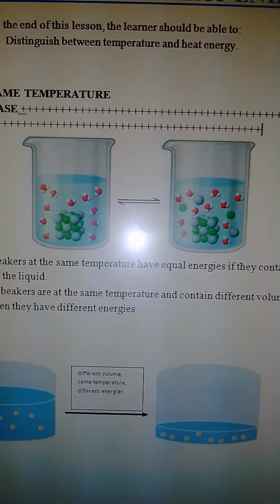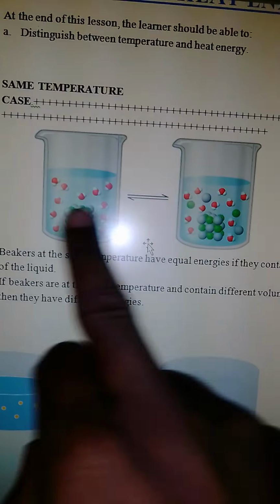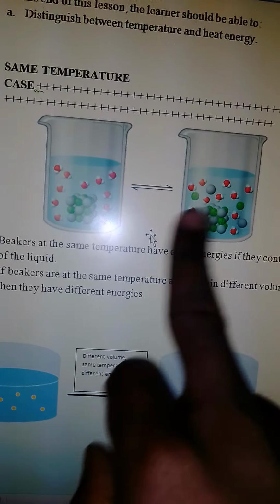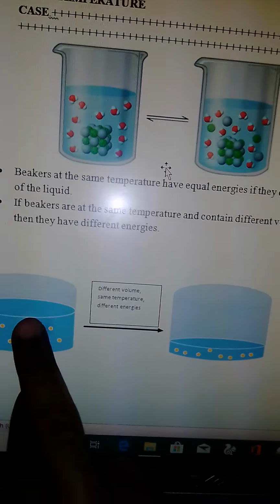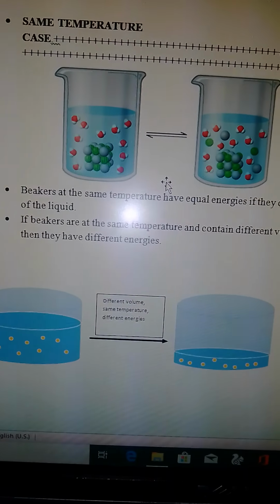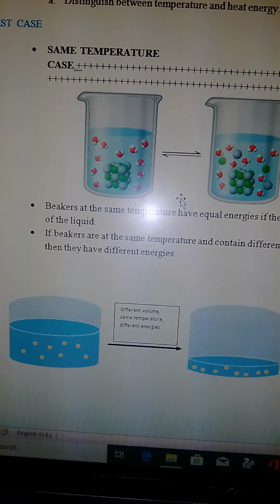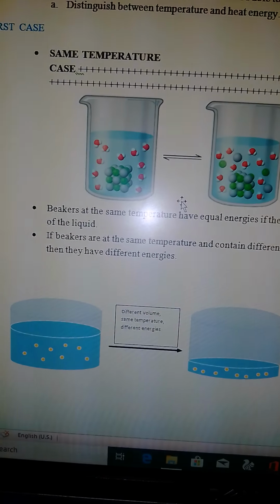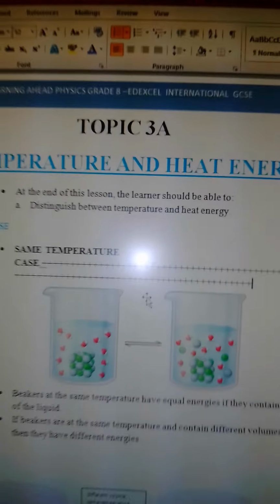Now look at the first case of beakers here. They have the same volume and the same temperature, therefore they have the same energy. Look at these beakers below. They have different volumes at the same temperature, so they have different energies. In our next lesson, we shall be looking at the different temperature case. This was the same temperature case. You're free to take down your notes.